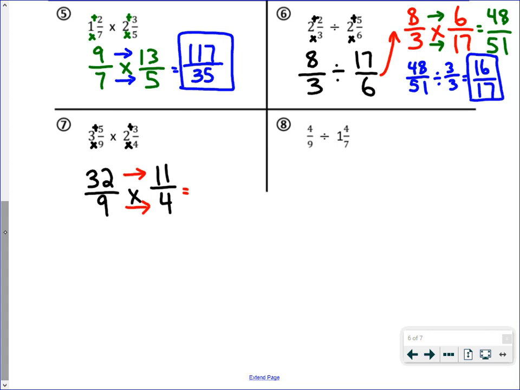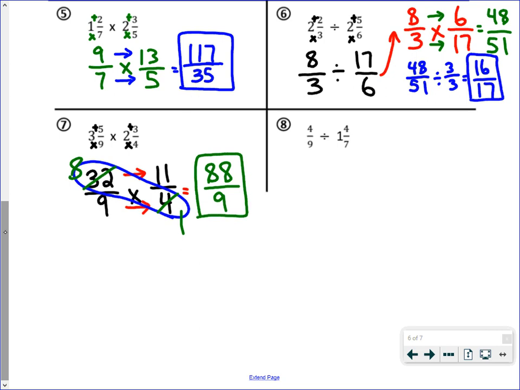So in this case, it's called cross simplify. I'm going to simplify across from each other. So 32 and 4. Can I divide a common factor there? Yes, I can. I can divide both of those by 4. So I'm going to rewrite each of these. I'm going to divide them both by 4. 32 divided by 4 is 8. 4 divided by 4 is 1. Now I multiply across, and I get my final answer. I will not have to simplify at the end because I simplified at the beginning. Saves me a lot of time, so I don't have to worry about multiplying across. Love doing that trick.